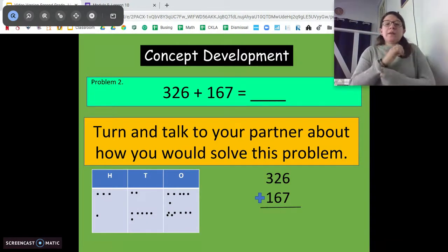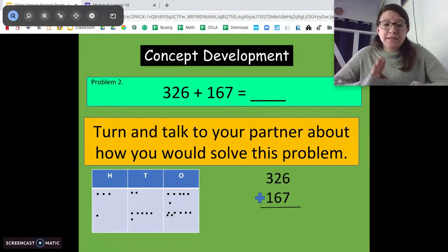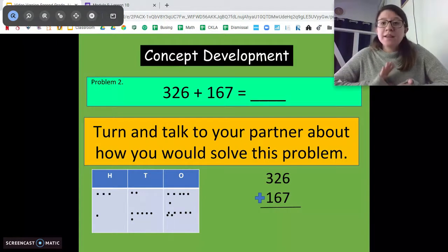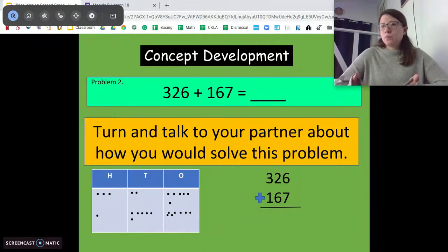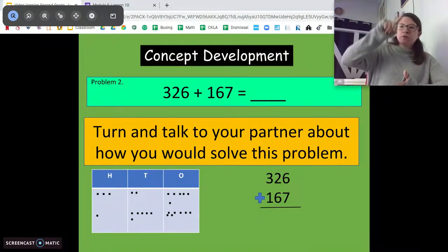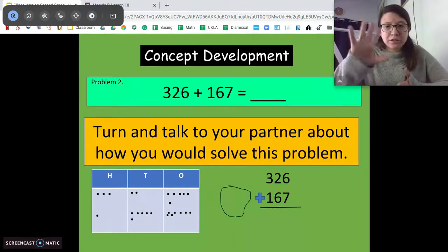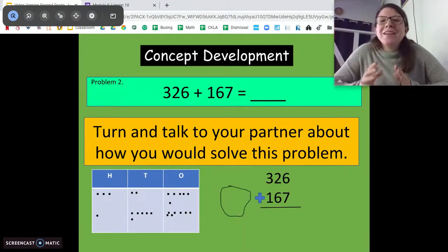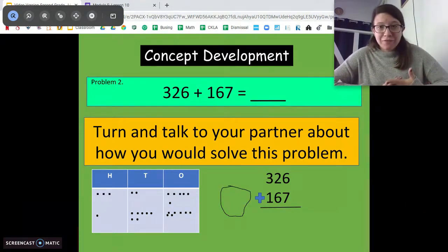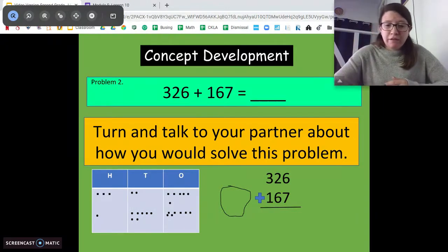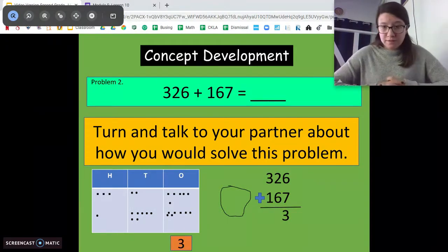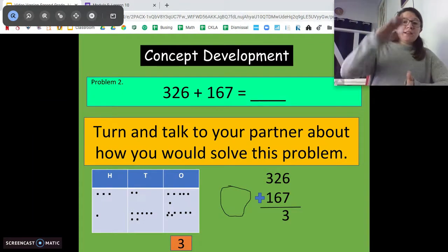Ready? Okay, so we're going to add our ones first. We have 6 ones plus 7 ones. Now when that happens, we have over 10, right? So we can make that circle. Oh, my circle's a little messed up, but you got it. My circle around the 10 and move 1 over. Now, how many did you have left when you circled? 3, right? So we still have 3 ones. Good. Now we move that 10 over.